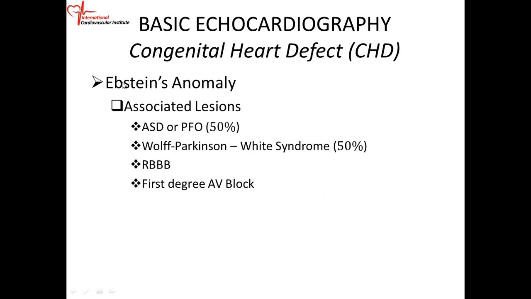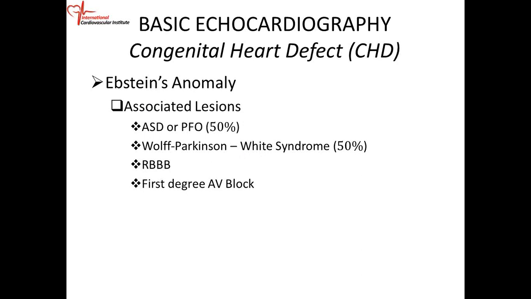What are some of the other abnormalities associated with Ebstein anomaly? It is associated with ASD or a PFO in 50% of the cases. So half of these patients are going to have an atrial septal defect or a patent foramen ovale. Wolff-Parkinson-White syndrome, also 50%. Wolff-Parkinson-White syndrome is just an abnormal electrical connection between the atrium and the ventricle. So the patient will have a bypass tract.